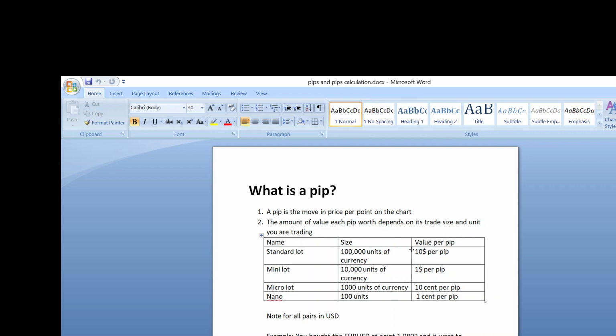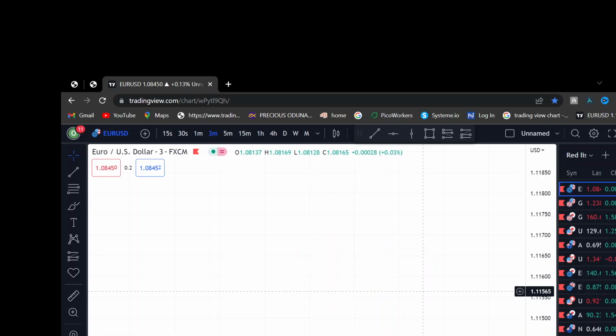If it moves up, if you enter a lot size of $1, you'll be gaining $10. Then if it moves down, if it's $1 lot size, you'll be losing $10. So let's assume now you are entering, instead of $1, with $0.1. So you know now, if you're entering $1, the value per pip is $10. For 0.1, it will be what? It will be $1 per pip. Then if it is 0.01, it's going to be $0.1 per pip.